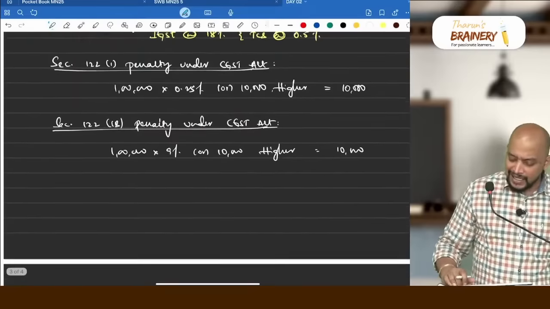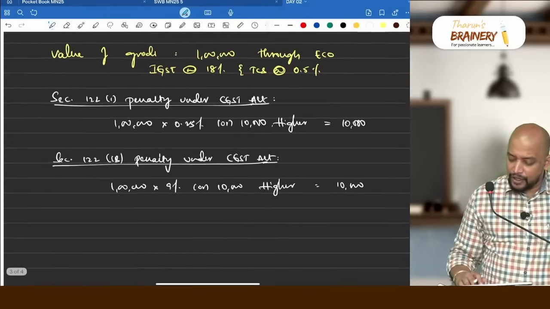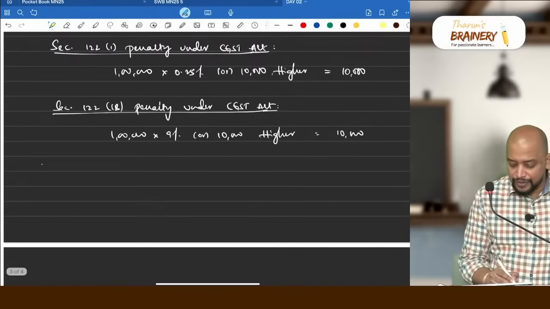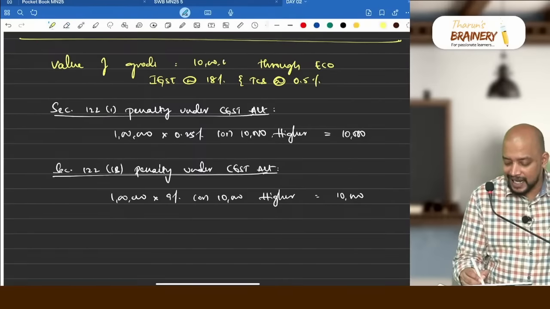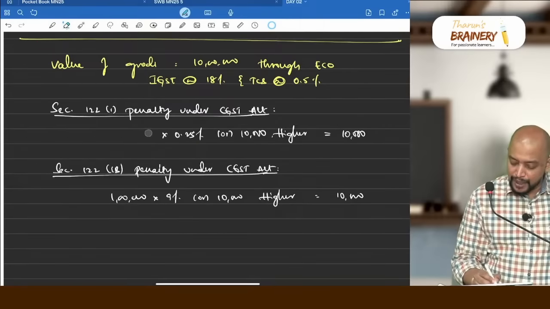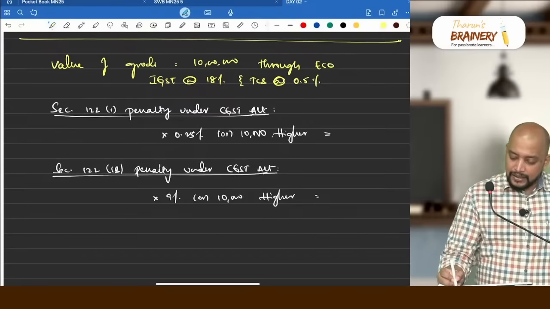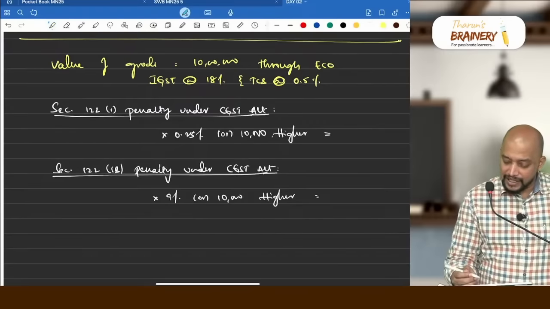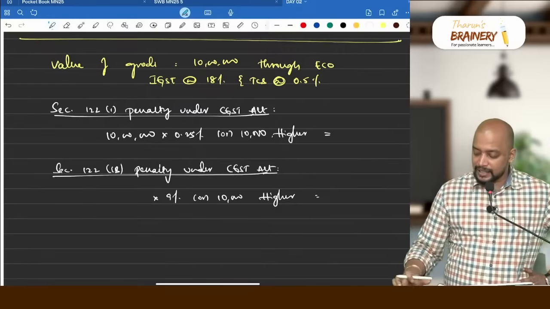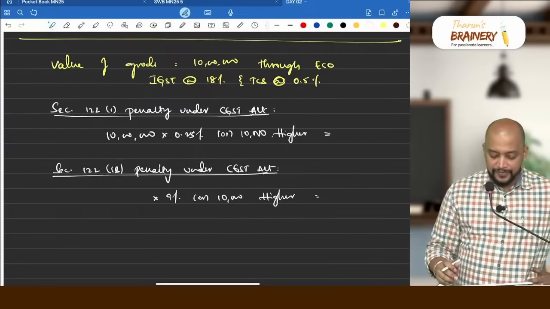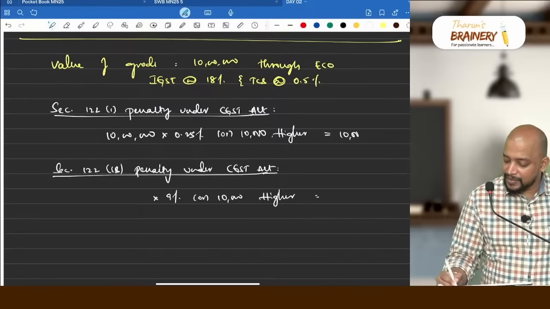Now suppose in this case, if the value of goods is 10 lakhs, let me modify this question a little bit. So I am taking the value of goods as 10 lakhs. Then what will happen with respect to the penalty? Penalty will be how much? 10 lakhs into 0.25%, that is 2,500 or 10,000, whichever is higher, that will be 10,000.